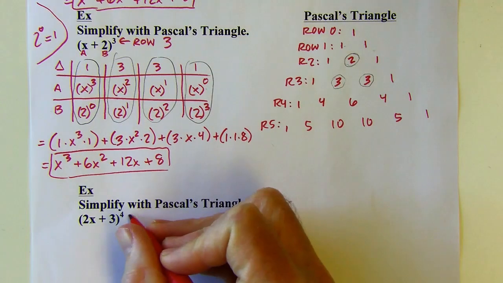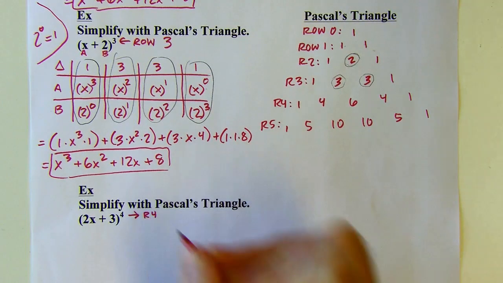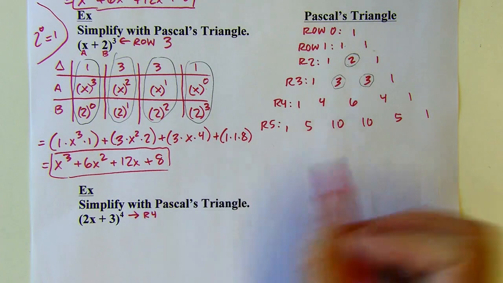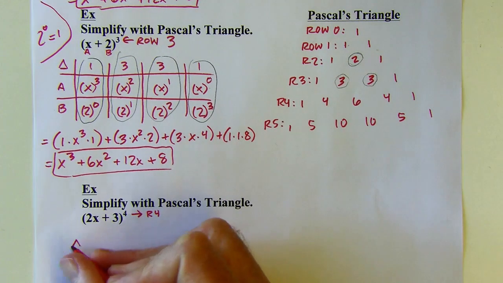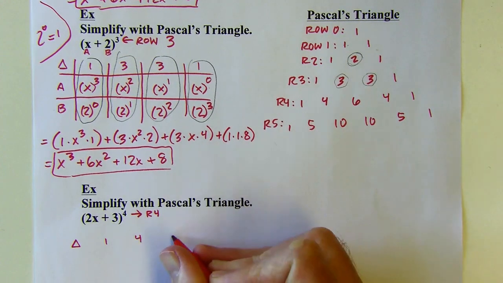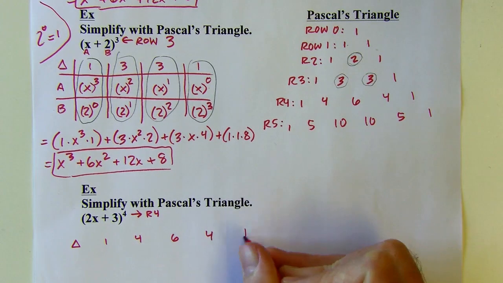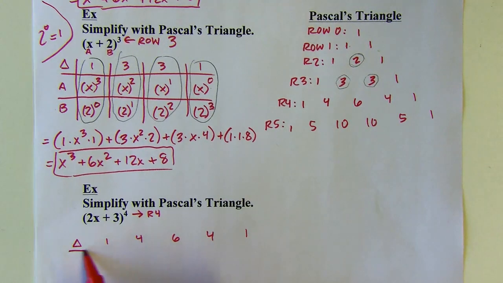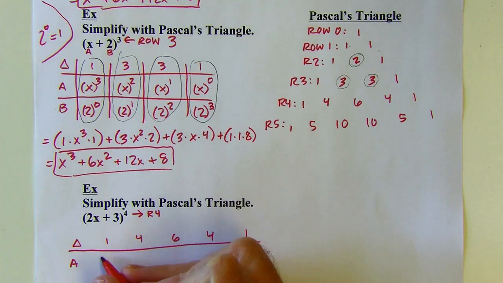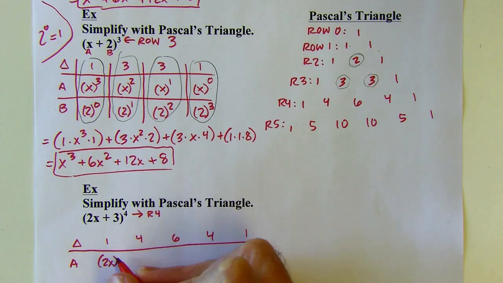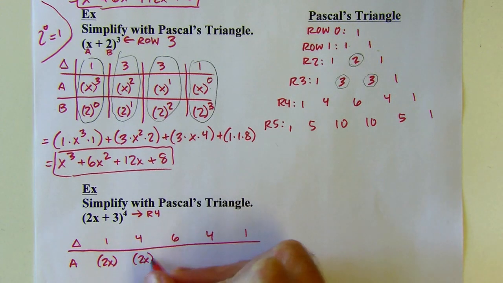So I'm looking here and I see, oh, I should use row 4, and row 4 is 1, 4, 6, 4, 1 right up there, right? So from my triangle, 1, 4, 6, 4, 1. Give yourself a little space because it'll get a little crowded in there if you don't. Okay? And then my A term is 2x, and I definitely want to put that 2x in parentheses. I'll put that all the way across.